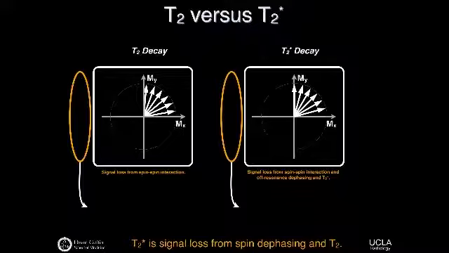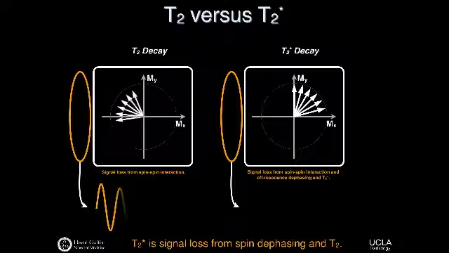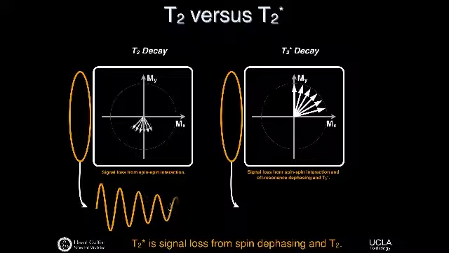A quick comparison of T2 versus T2 star. We saw this in the last lecture. On the left-hand side, we have a bunch of spins, and we're showing T2 decay. Those spins are kind of shrinking in magnitude as the signal decays, and as it swings past our coil, we get a lower and lower and lower amplitude signal.